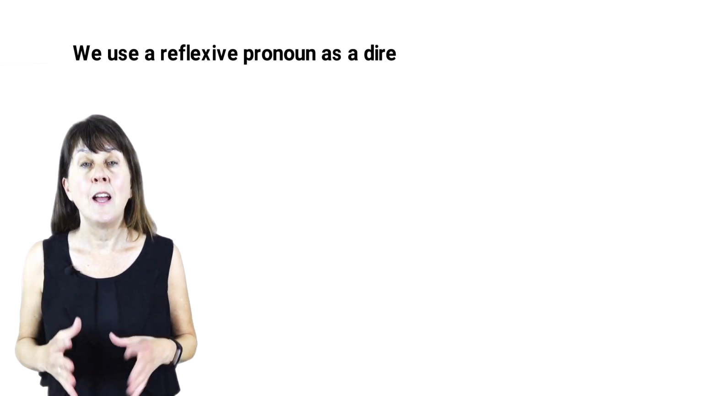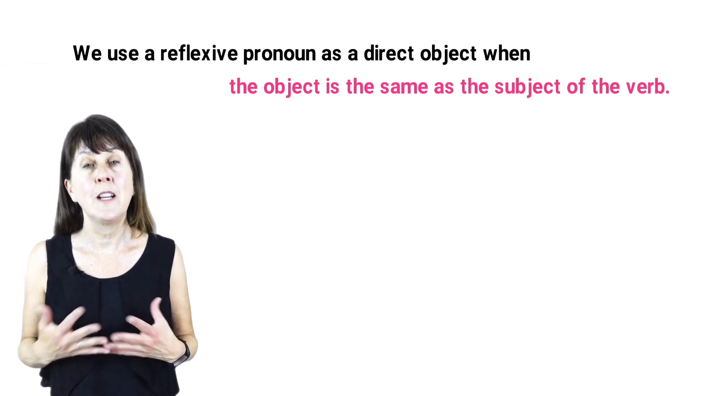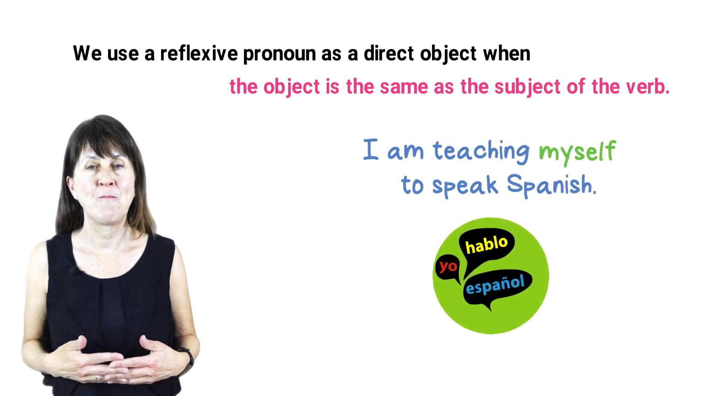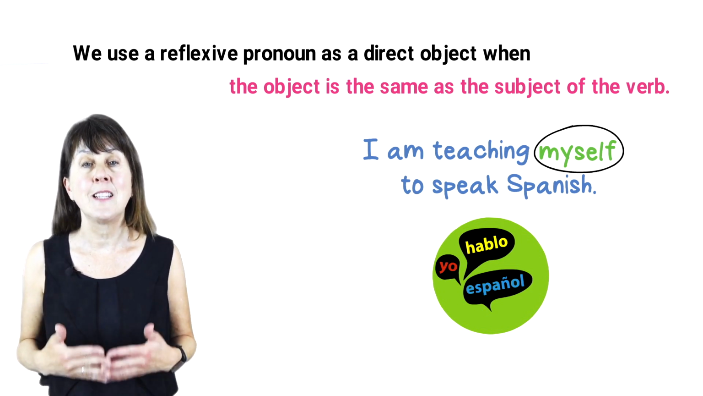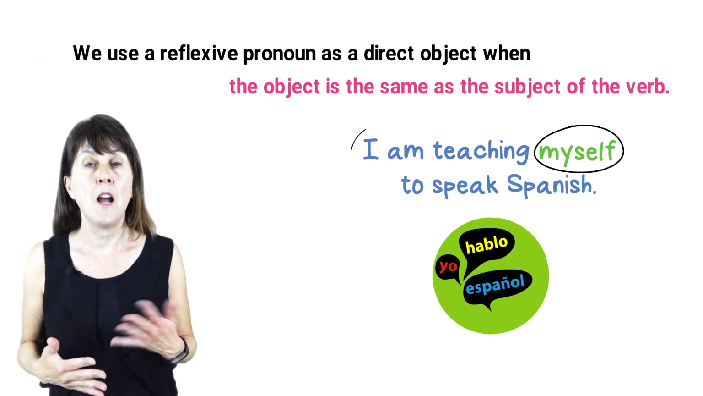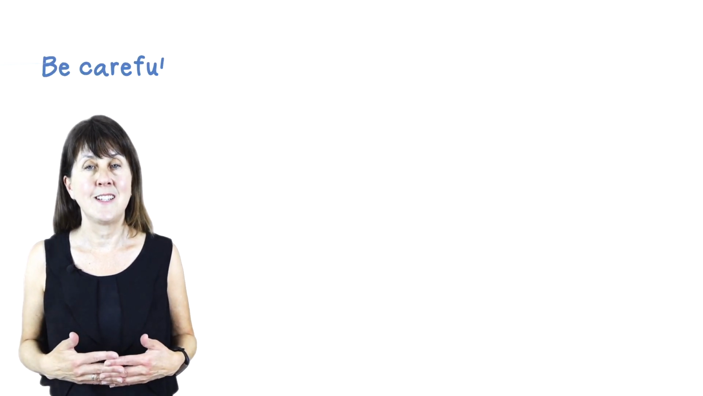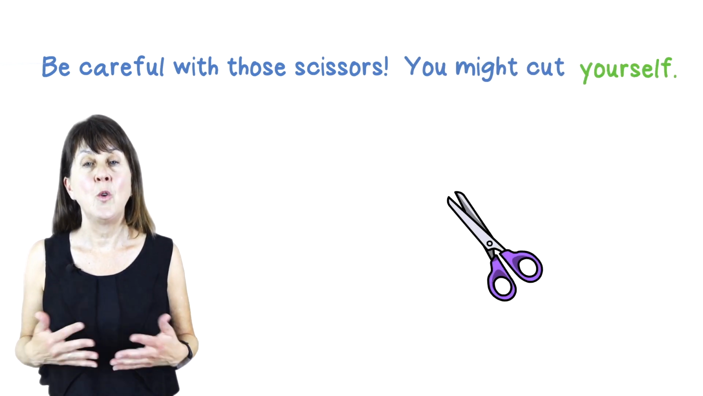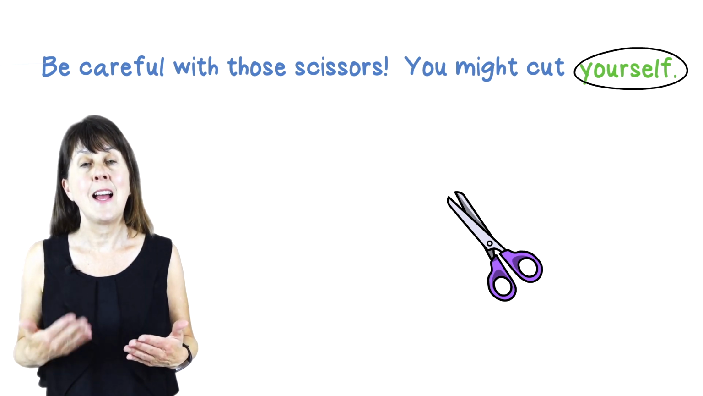We use a reflexive pronoun as a direct object when the object is the same as the subject of the verb. So, for example, I am teaching myself to speak Spanish. So here, the object, myself, is the same as the subject of the verb, I. So we use I and myself. Or, be careful with those scissors. You might cut yourself.